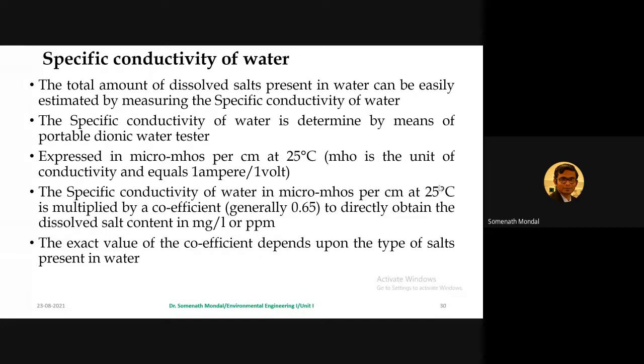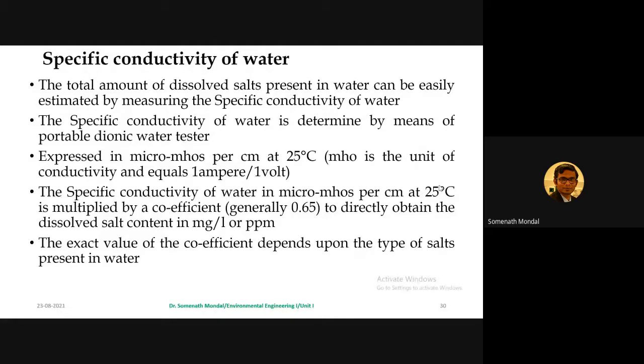The specific conductivity of water in micromhos per centimeter at 25 degrees is multiplied by a coefficient, which is generally 0.65, so as to directly obtain the dissolved salt content in milligrams per liter or ppm. The exact value of this coefficient depends upon the type of salts present in the water. These are the points which you need to remember. People would ask you questions. The exact value of the coefficient depends upon the type of salts present in water. So these are the important parts.